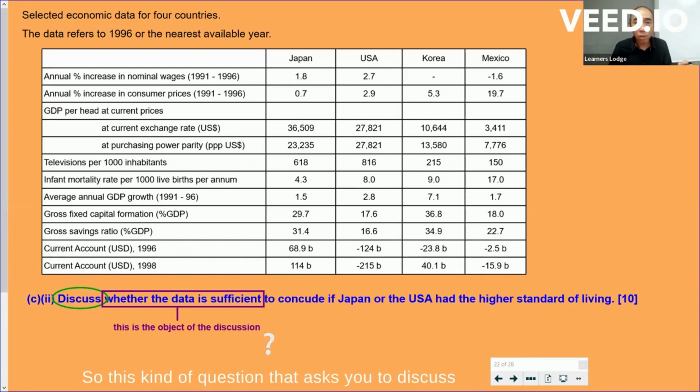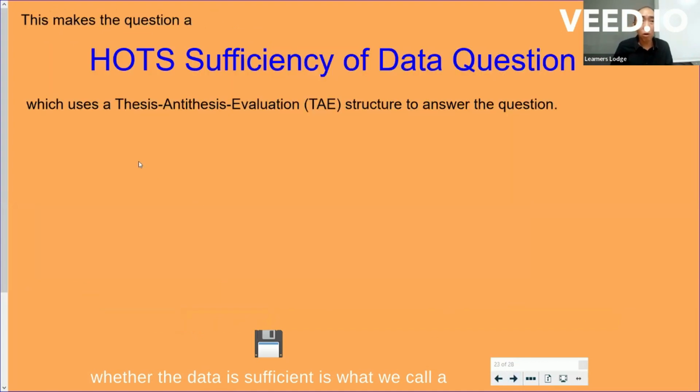This type of question that asks you to discuss whether the data is sufficient is what we call a high order thinking skill, sufficiency of data question. Note that this kind of high order question does not appear in the essay paper, because in essay they typically will not give you specific data. Actually, to be fair, it gets tested in case study once in a while, and it's usually a high order question.